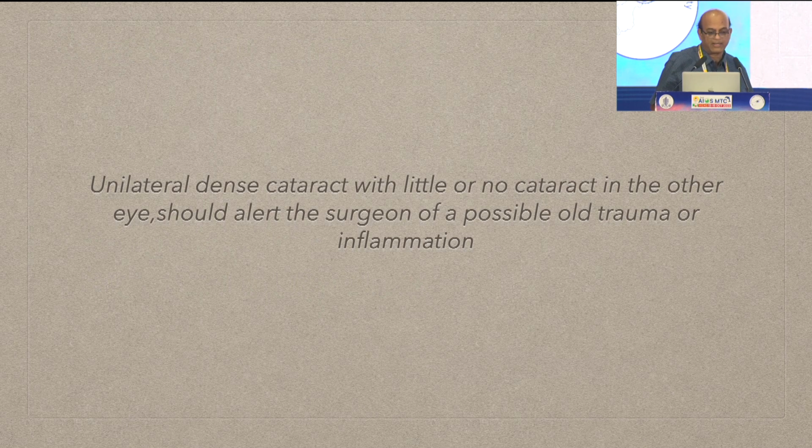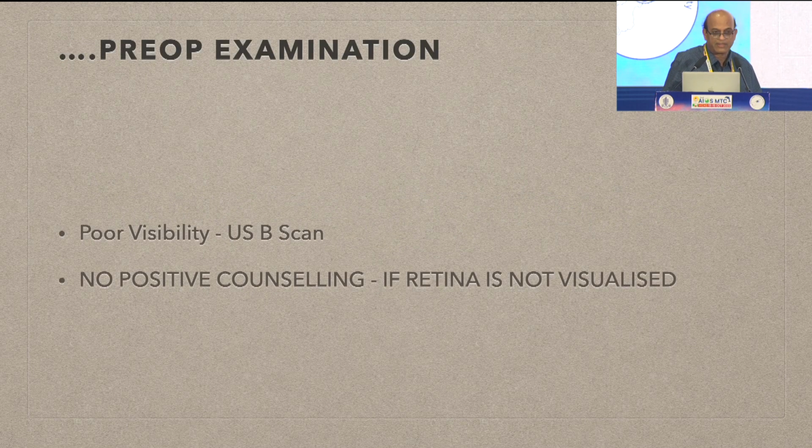A unilateral cataract in one eye with little or no cataract in the other eye should always alert the surgeon about a possible old trauma or inflammation. In the preoperative examination, if the visibility is poor, then one should always do an ultrasound B scan to rule out any vitreous hemorrhage, choroidal masses or advanced cupping. So all these things one should look for. And one should never give positive counseling to the patient if the retina is not visualized.